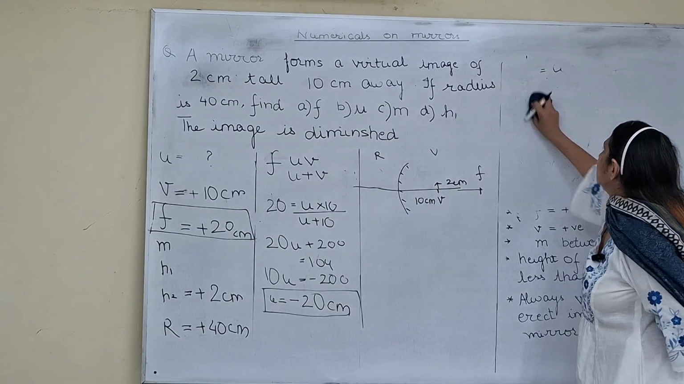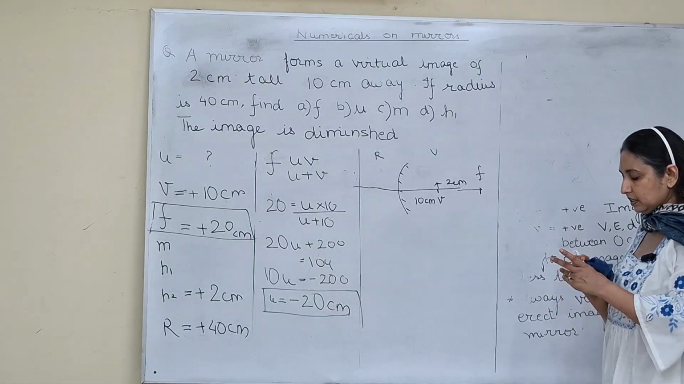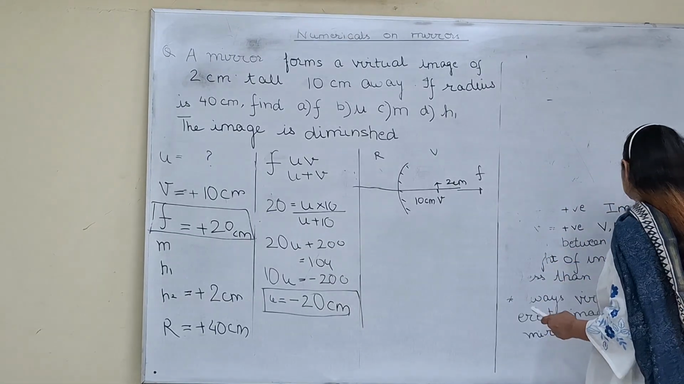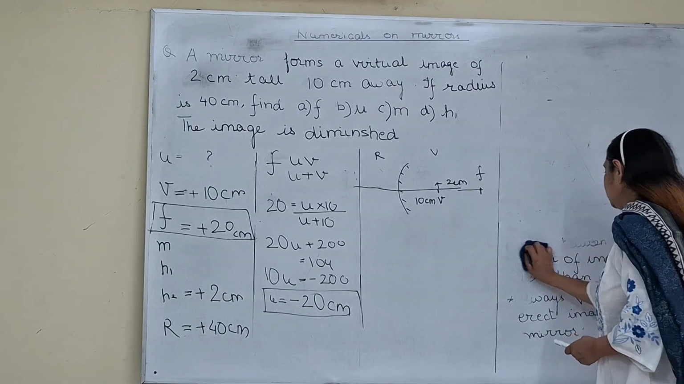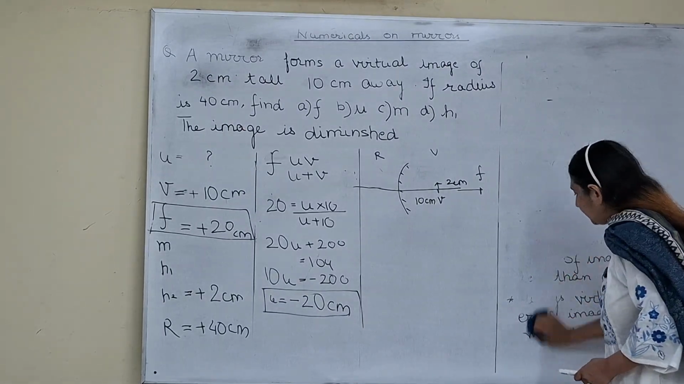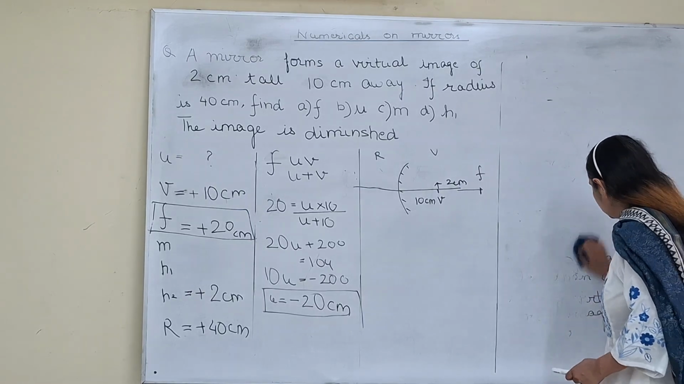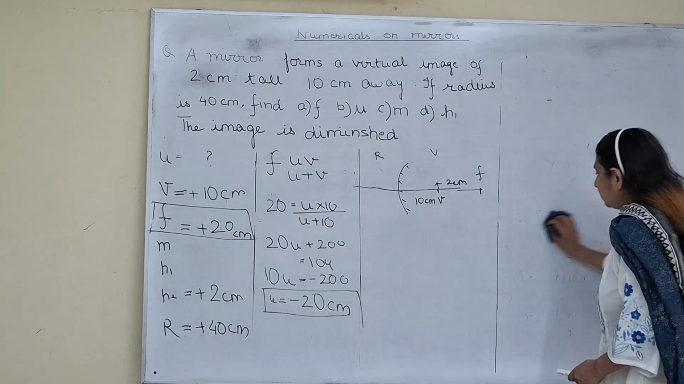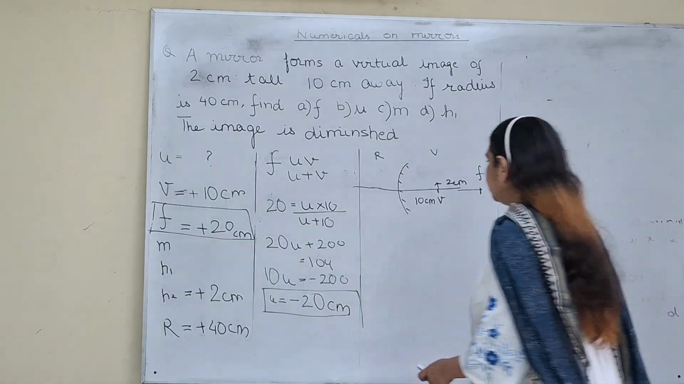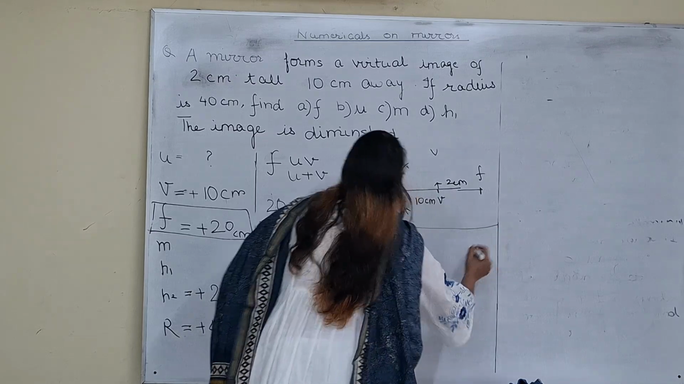Magnification. What is the formula for magnification? I've just rubbed it off. It is for mirrors. It is like -V/U or else H2 upon H1. Okay, so let's see which one will be applicable. Just one second. Okay, now this is going on separate. Now I'll come here.